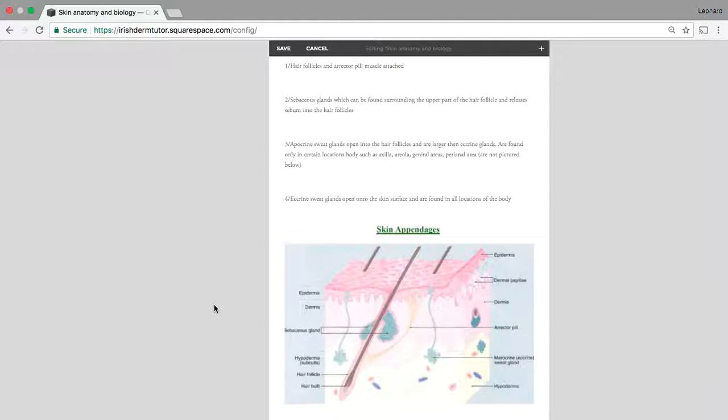The apocrine sweat glands, which are not pictured here, are sweat glands that also can open up into the hair follicle. And they tend to be larger than the eccrine gland, which is pictured here. And they're only found in certain situations of the body, such as the axilla, the areola, in the genital areas, and in the perianal areas. And then the eccrine sweat glands, which are found in most locations in the body, open up onto the skin surface. So you get this coiled area, which then opens up into a ductal area, which then extends up through the epidermis.